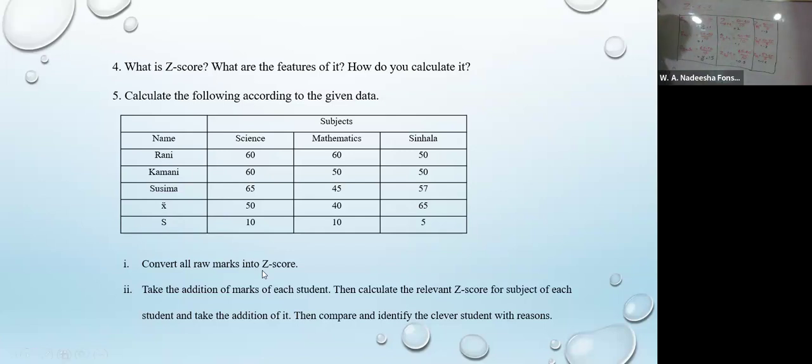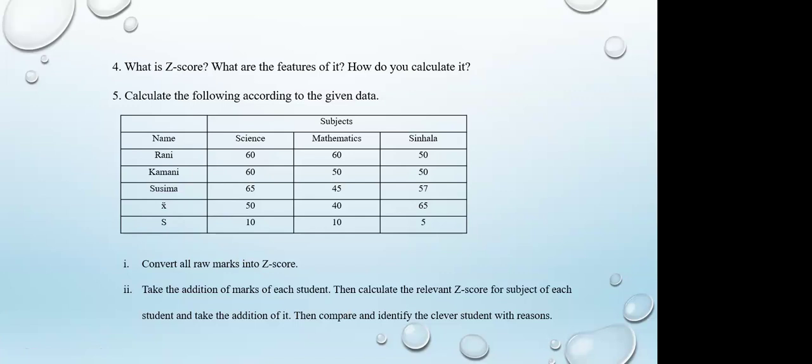Here, convert all raw marks into Z scores. Is it okay? Did you get the answers? Are there any differences with my one? It's okay, madam. Yes. Same answer.